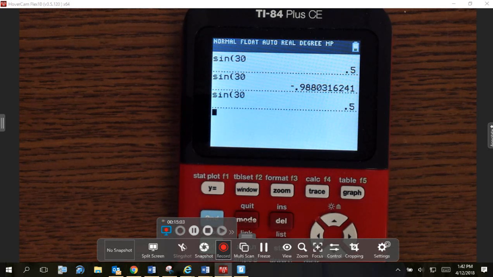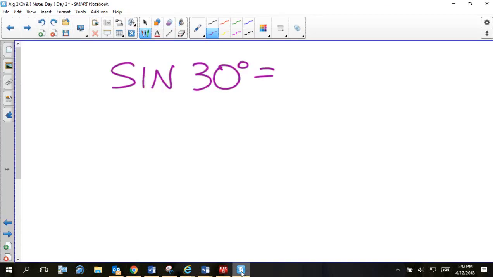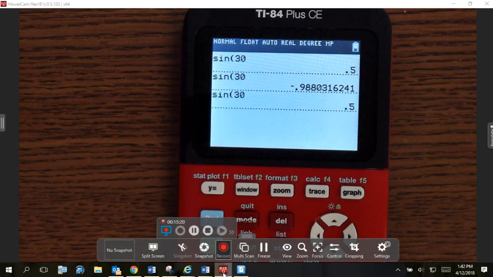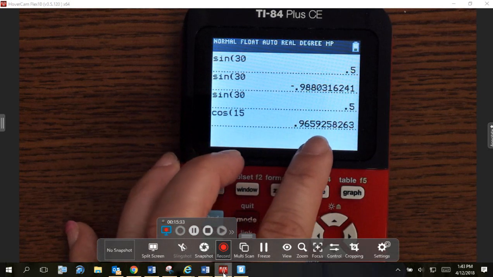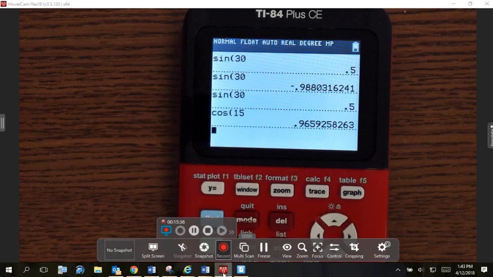Okay. So now, before we do any other examples, how would you find the cosine of, I don't know, 15 degrees? You would type it in: cosine 15 degrees. And when you do this, the book is going to ask you to round to 4 decimals. So we're going to get 0.9659.